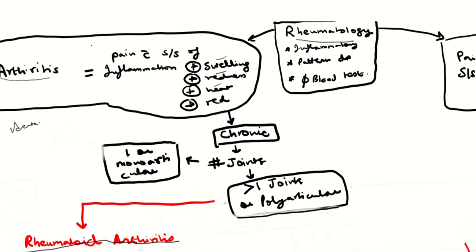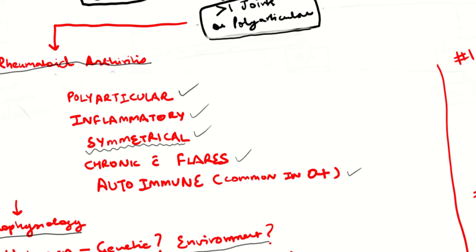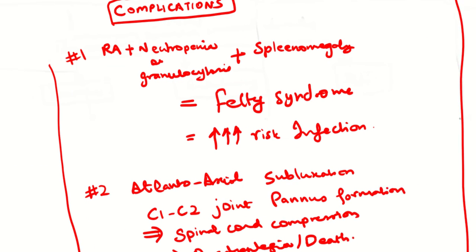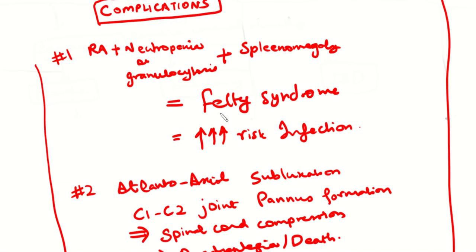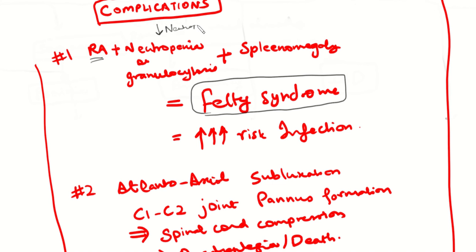Now, are there any complications to rheumatoid arthritis? The answer is yes. There's a couple that are really important that I want you to know. The first one is Felty syndrome. So rheumatoid arthritis plus decreased granulocytes, and again, neutrophils are the biggest portion of granulocytes. So if they're having decreased neutrophils or decreased granulocytes, granulocytopenia, and splenomegaly, then it gets a special name, which is Felty syndrome.